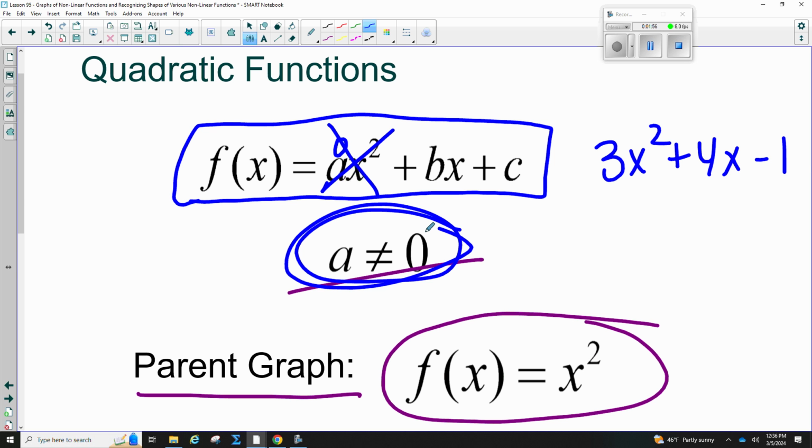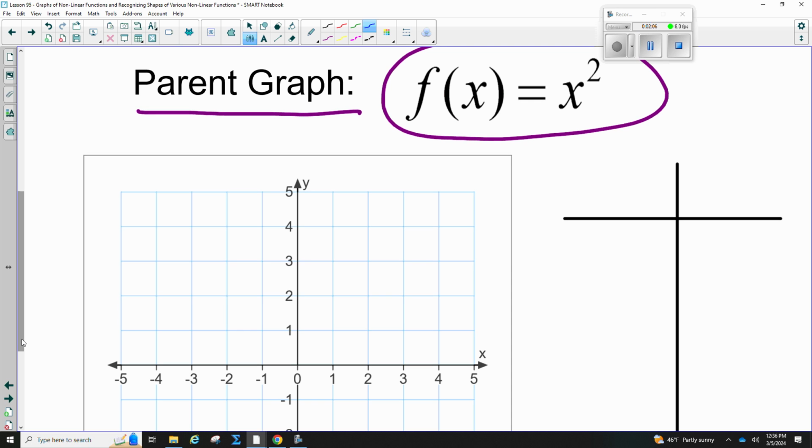Okay? So you have to have x squared, and x squared is the highest exponent. If x squared is your highest exponent, it is a quadratic function, meaning it will graph a parabola. We have what are called parent functions. Isn't that nice? Parent graphs. All right, so this is the one you want to picture the most. This is just y equals x squared.